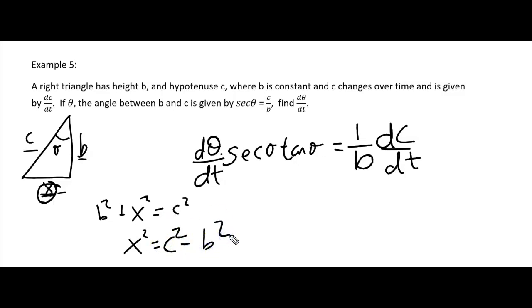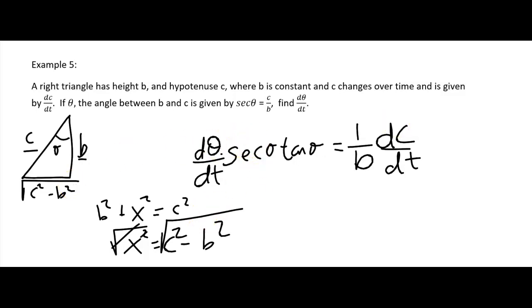And then we're going to square root both sides, right? And that's what x equals. So this side over here is the square root of c squared minus b squared. All right.